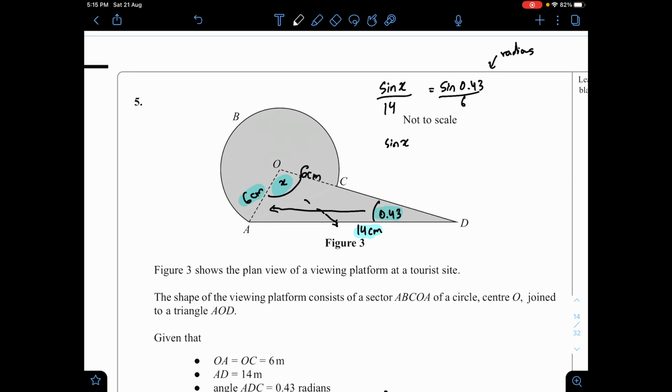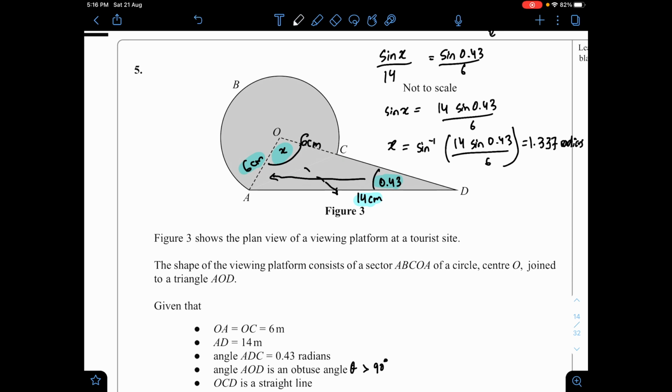So sine x is equal to 14 multiplied by sine 0.43 all over 6, and you can just inverse that. We get 1.337 radians. But is this the final answer? They tell us that angle AOD is greater than 90 degrees, which in terms of pi is pi over 2, approximately 1.57. This angle is less than that, so we have to take the obtuse angle. So angle AOD will be pi minus 1.337.